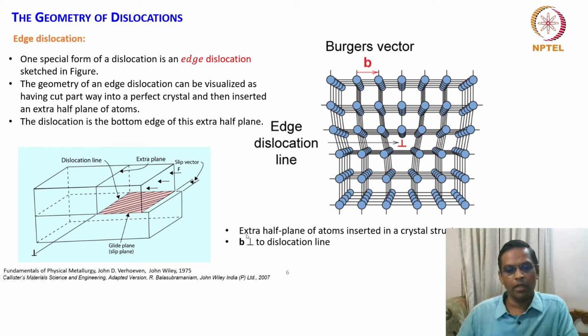An extra half plane of atoms inserted in a crystal structure is a typical description of an edge dislocation. Another important observation is that B is perpendicular to the dislocation line. So in this geometry, the Burgers vector is perpendicular to the dislocation line. You can see that this is B here and this is the dislocation line, so this is perpendicular to this. These are all very important characteristics of edge dislocation geometry.